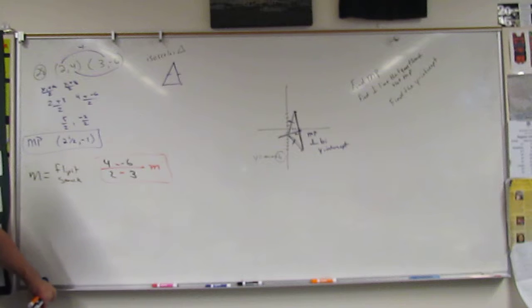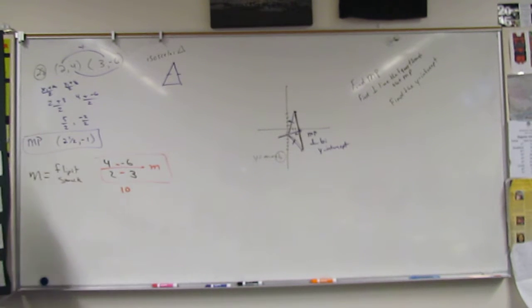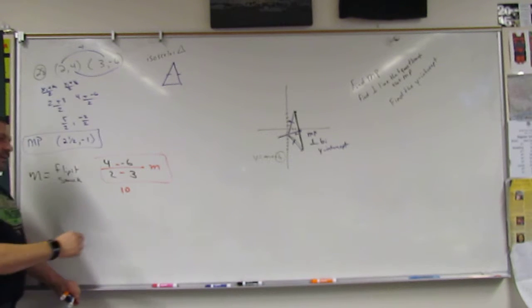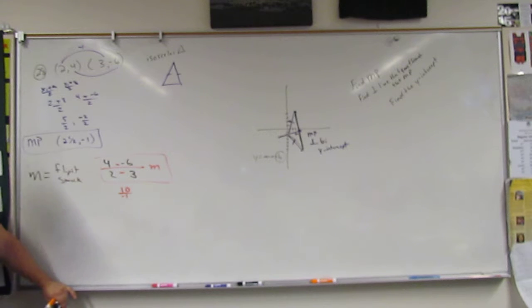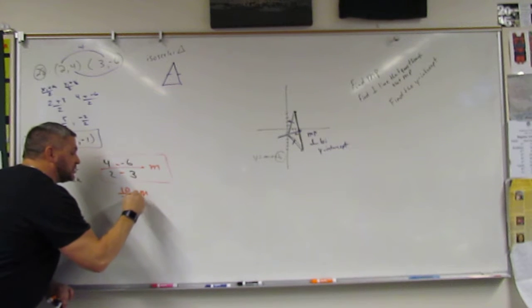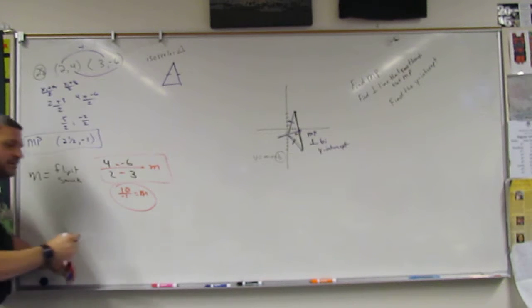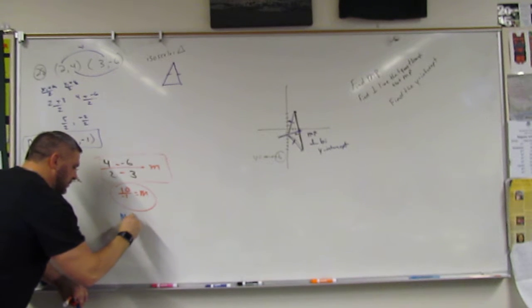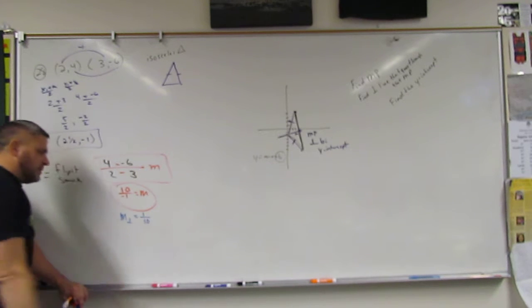Okay. So what is 4 minus negative 6? 10. What is 2 minus 3? Negative 1. Okay, so that is your slope. But what is your perpendicular slope? Negative 1 over 10. Close. 1 over 10.